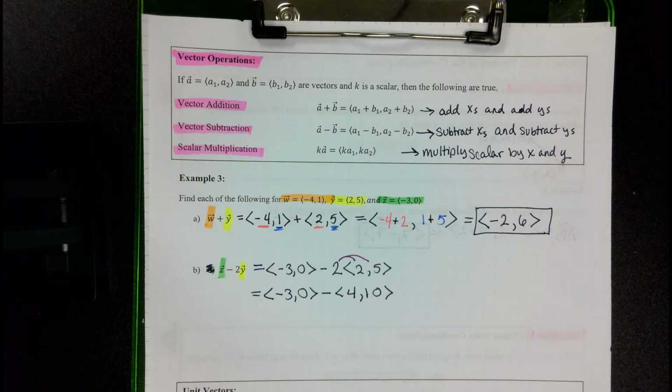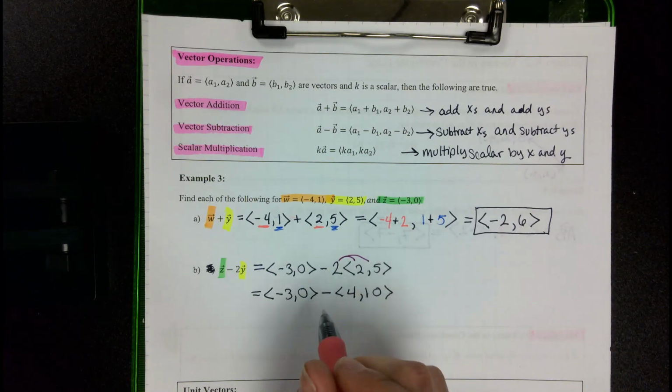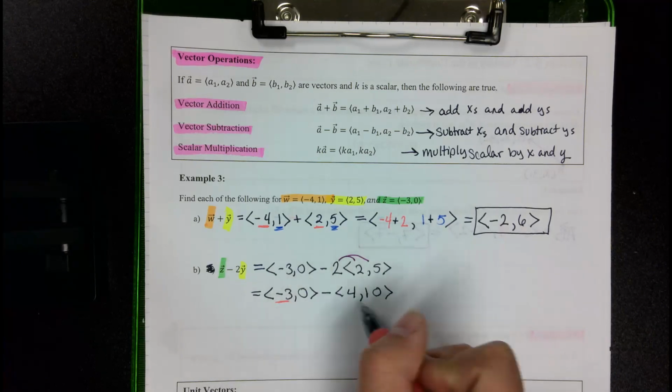And now I have a vector subtraction. So I'm going to subtract a... I'm going to, sorry, I was looking at something. I'm going to take the x's, negative 3 and 4.